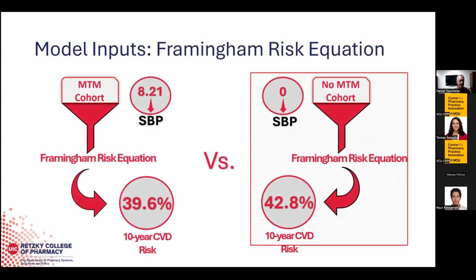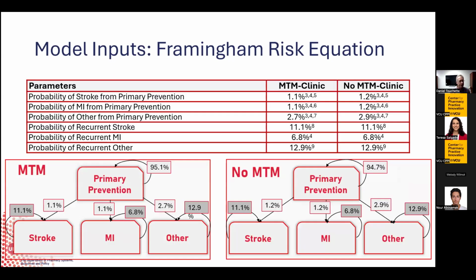And basically what we did was we incorporated in our MTM cohort an 8.2 millimeter mercury reduction in systolic blood pressure, ran that into the Framingham risk equation using our model, and came up with a 10-year cardiovascular event risk. Then we calculated the annual risk and put that back into our model, which evaluated things on an annual basis.